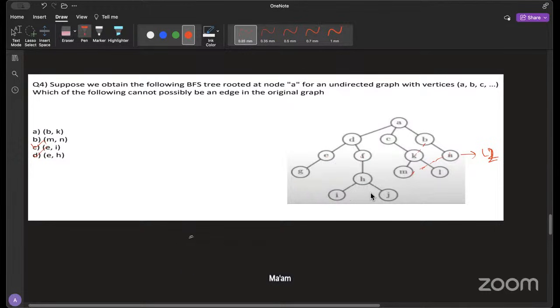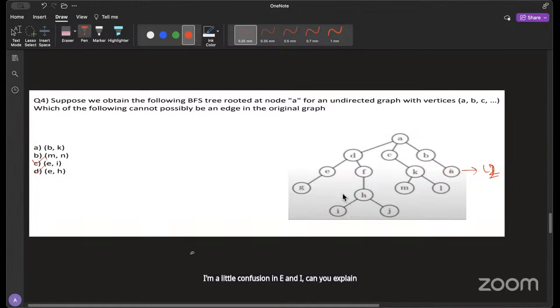Ma'am, like G can be connected to F, but H can't be connected to E. Yeah, G can be connected to F, right? Because G can be connected to all these, F, K, N. That works. H can't be connected to E, and these ones on this side can't be connected to these ones. Okay, the vertices which are discovered first can't be connected to the right side, later discovery, means the bottom one. Okay. Ma'am, a little confusion in E and I.